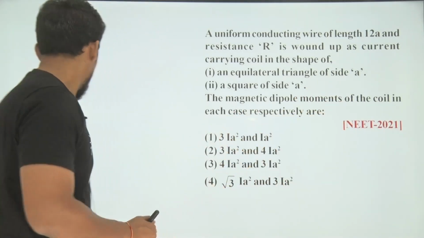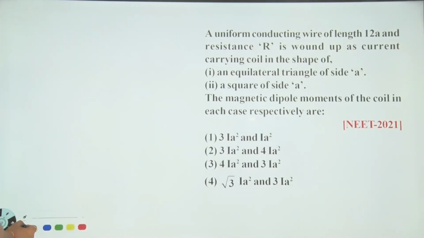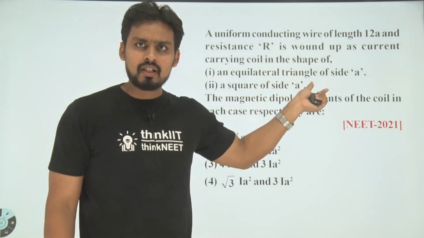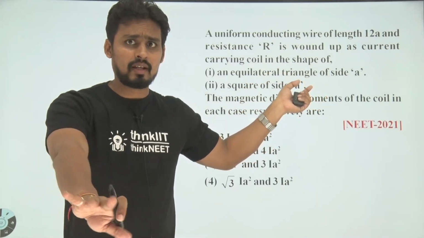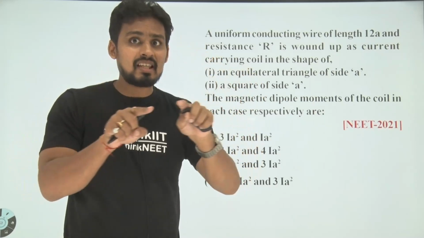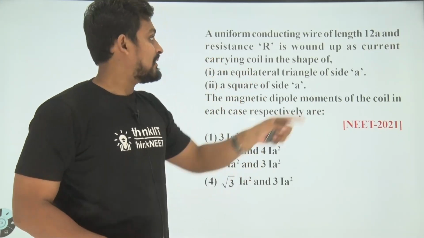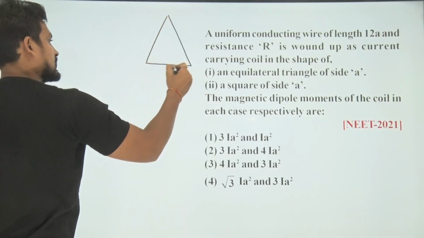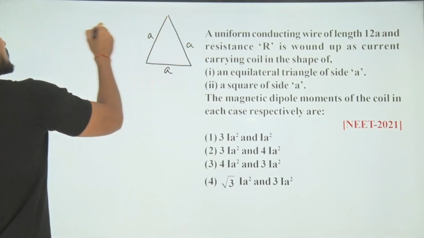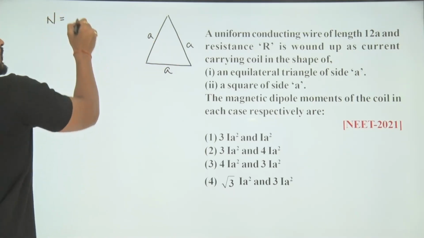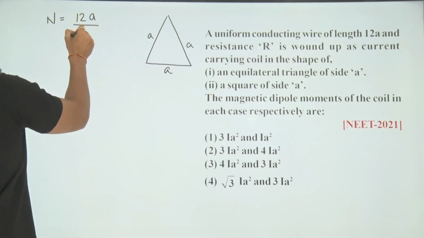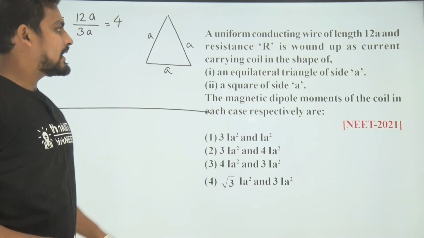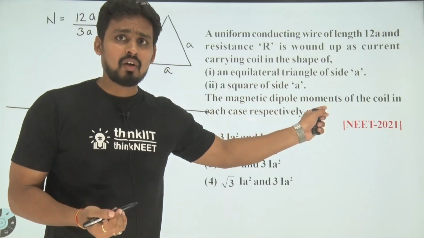So can we say that in this particular case, we are given a length of 12A. Initially when we talk about an equilateral triangle, the perimeter of the equilateral triangle consisting of sides A is 3A. Can we say that with 12A, the number of turns in this particular case would become 12A upon 3A, and that is equal to 4. Correct?